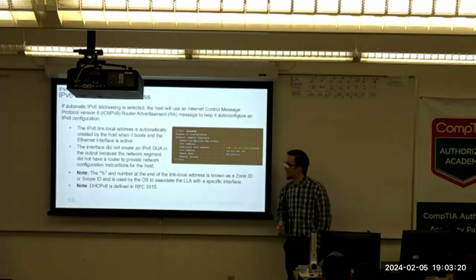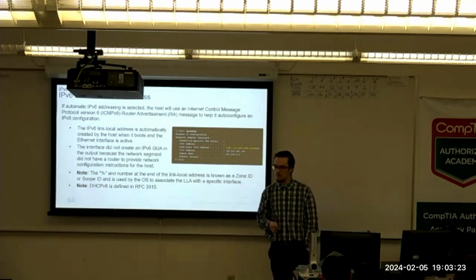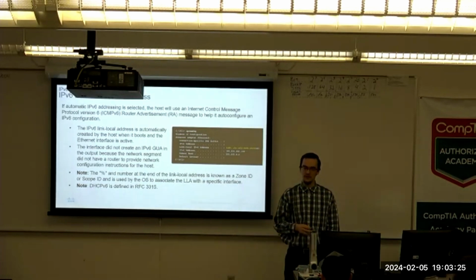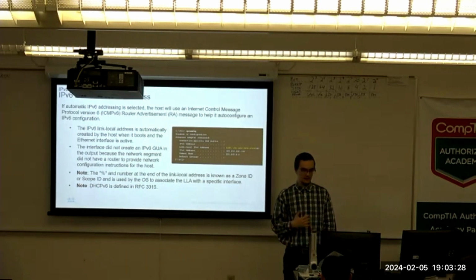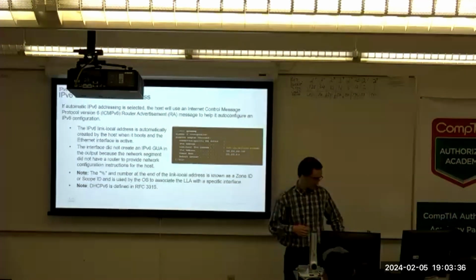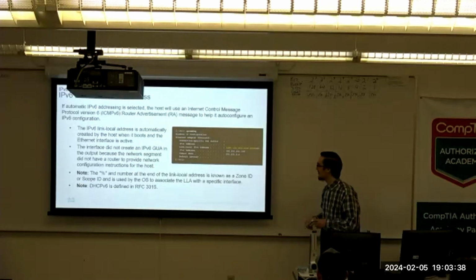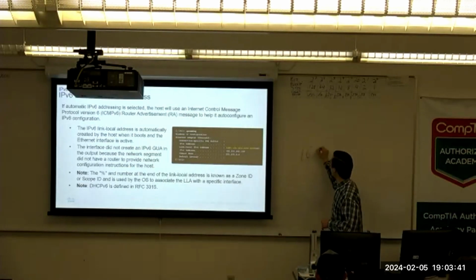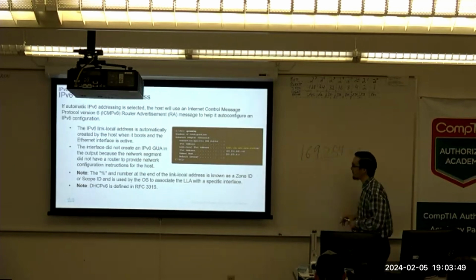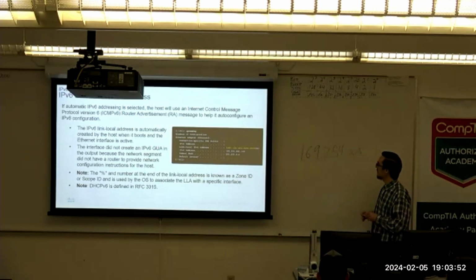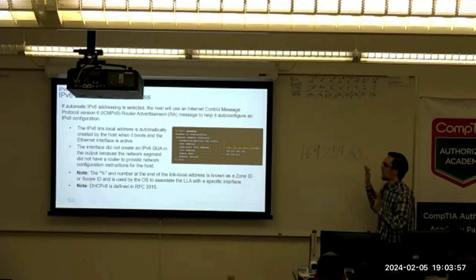But what is your FE80 equivalent to in the IPv4 world? What IPv4 address do you see if DHCP is not working? Not the MAC address. A PIPA. It's going to be a PIPA. What does a PIPA start with? 169.254. Dot anything. That is a PIPA. Your IPv4 client will give itself something within this range just to talk to something else.